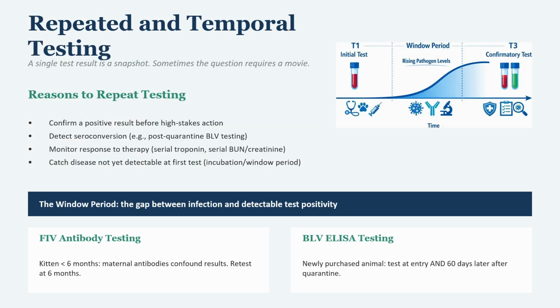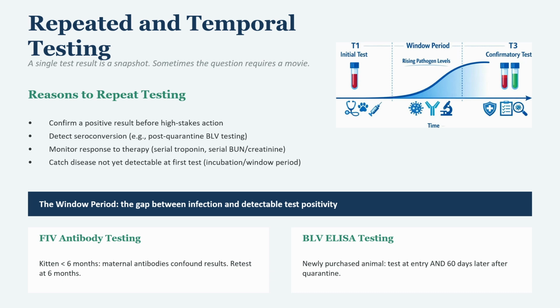Another core dimension of test sequencing that deserves explicit attention: temporal testing, using the timing of tests as part of the strategy. A single test result is a snapshot in time, but disease is a dynamic process. Whether you can detect it depends on where the animal is in the natural history of disease at the moment you test. Test too early and you may miss it entirely, not because the test is bad, but because the signal isn't there yet. This is the window period. The window period is the interval between infection and when a test becomes reliably positive. For antibody-based tests, this is the time it takes the immune system to generate a detectable response. For antigen-based tests, it's the time until antigen load is high enough to trigger the assay.